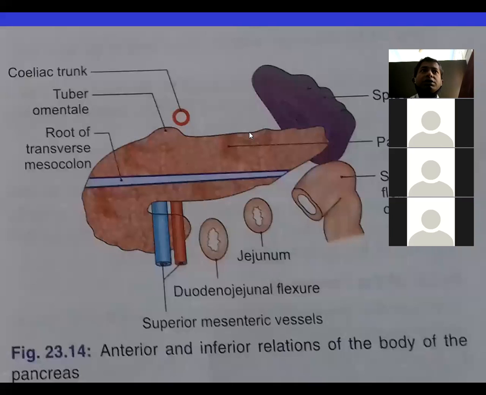So this superior border is related with the celiac trunk, and along with the celiac trunk, it is related with the splenic artery on one side and the hepatic artery on the other side. Whereas the inferior border is related with the jejunum and the duodenojejunal flexure. And the anterior border has the attachment, or the relation, of the root of the transverse mesocolon. Okay, so these are the relations of the borders.